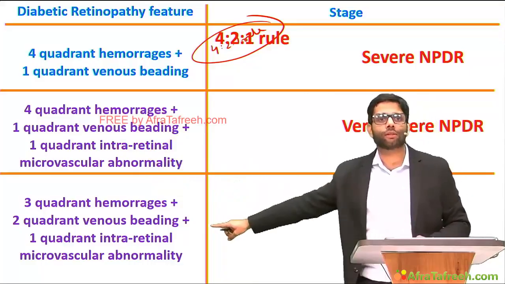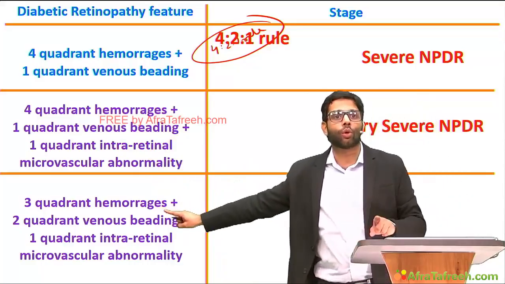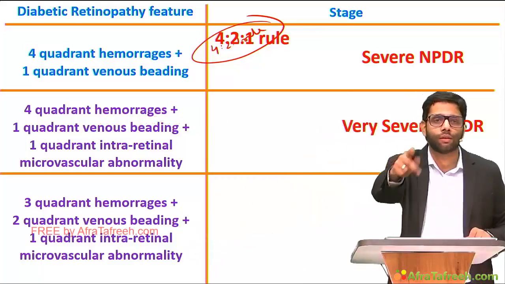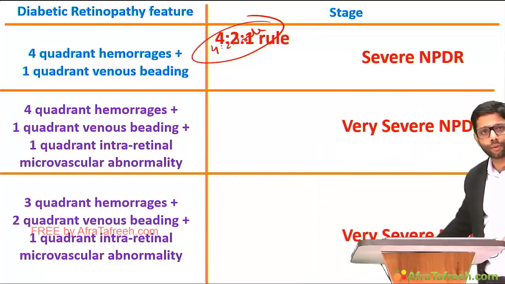And you tell me now this. 3 quadrant hemorrhages, no. 2 quadrant venous bleeding, yes. 1 quadrant edema, so this is severe, very severe. Write on your own, very severe in PDR.